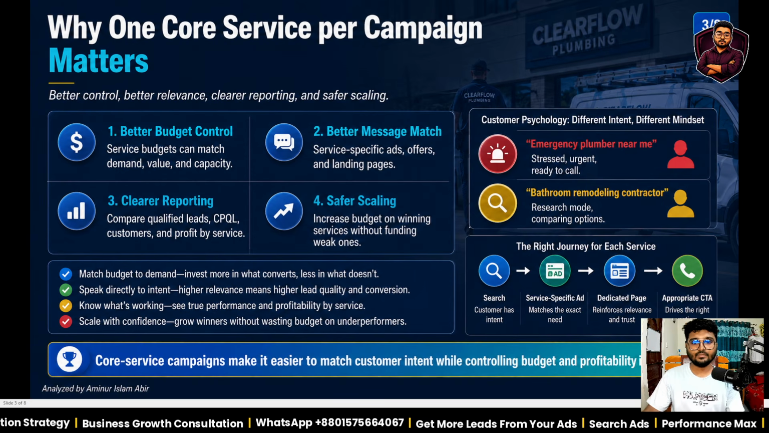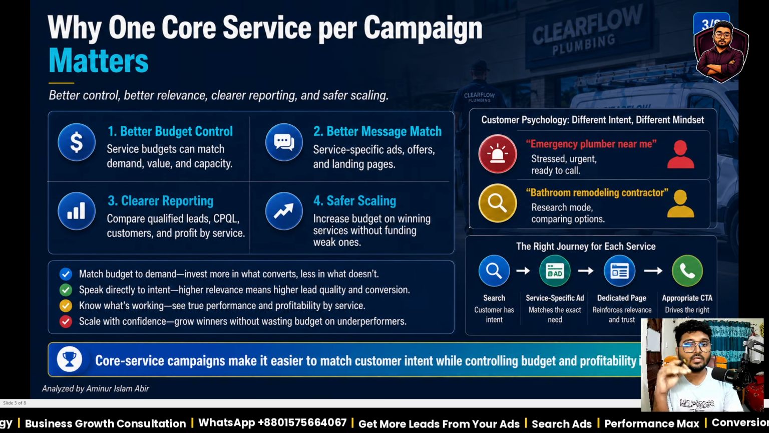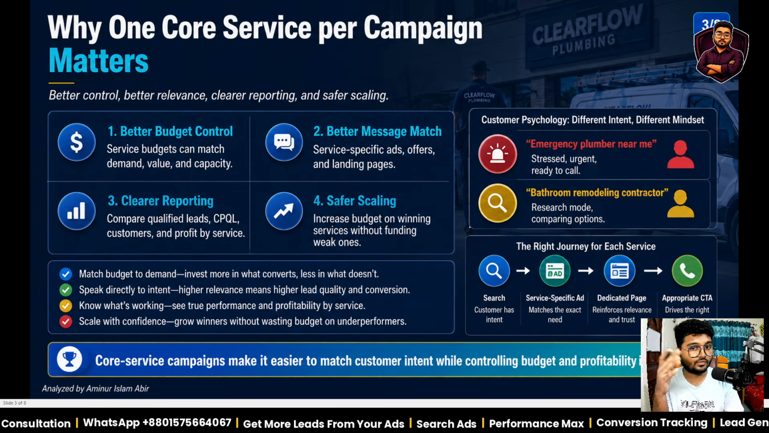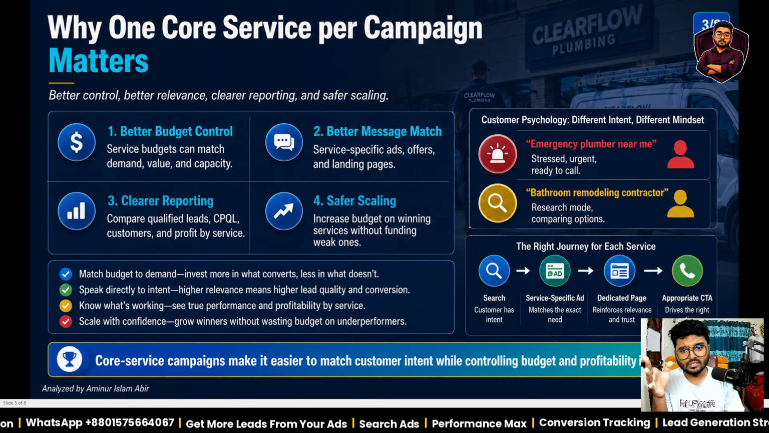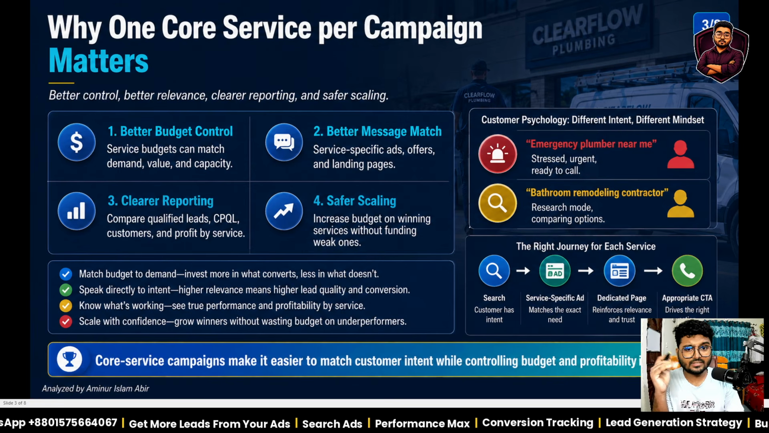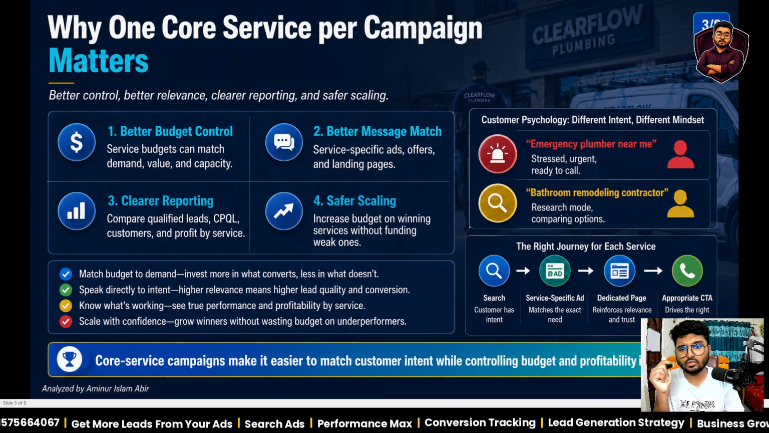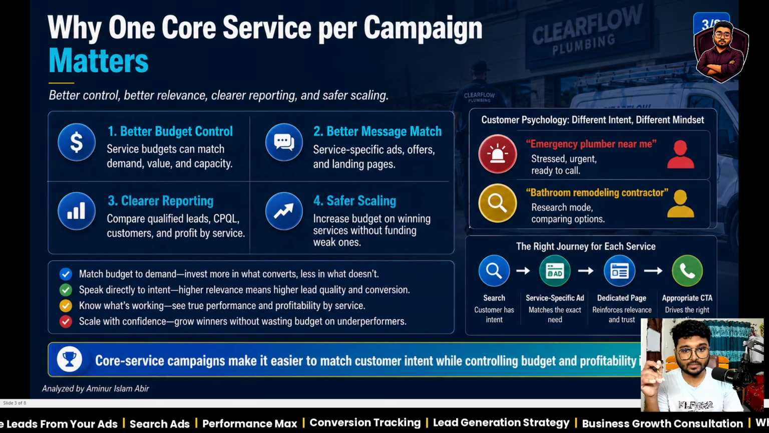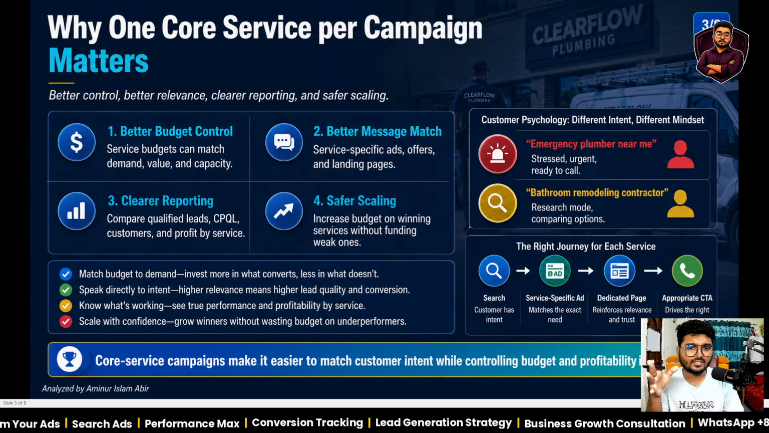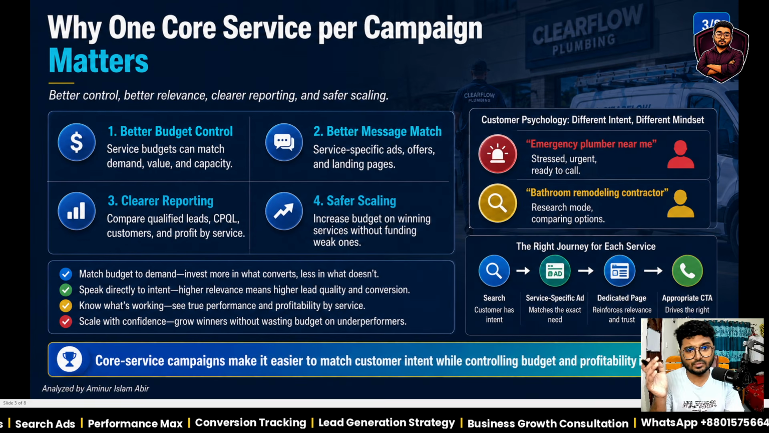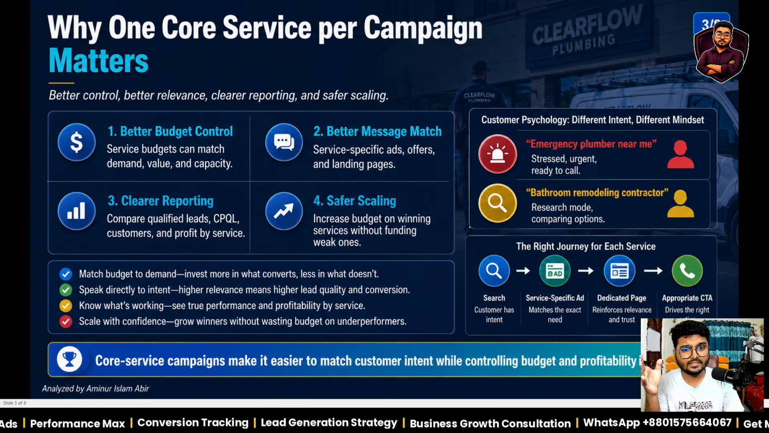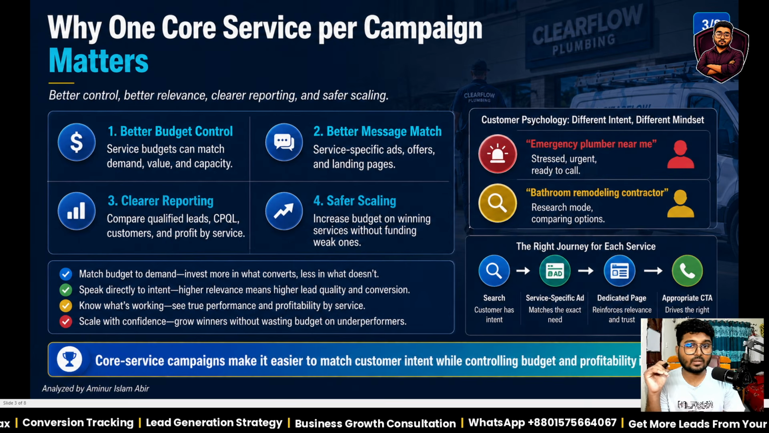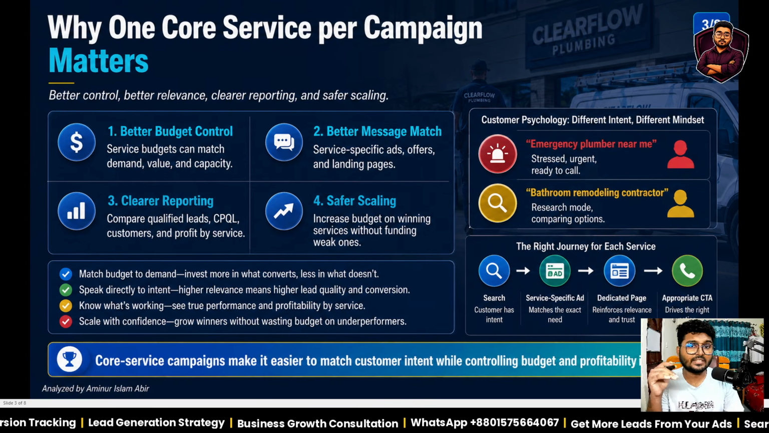So this is my slide 3, and the first benefit is better budget control. Each service can receive a budget based on search demand, profitability, lead value, and operational capacity. Emergency plumbing may deserve a larger daily budget because demand is urgent and calls close quickly. Bathroom remodeling may need a smaller controlled budget because the sales cycle is longer. The second benefit is better message match. A dedicated campaign can use service specific headlines, relevant benefits, appropriate proof, and the correct offer. Emergency plumbing ads may emphasize 24-hour availability, fast local response, and immediate calling.